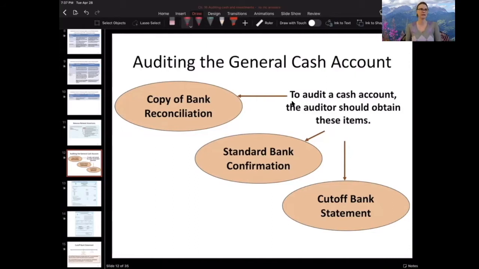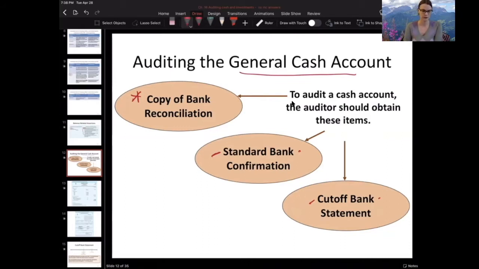All right, so for each cash account, this is talking about the general cash account because that's where all the money sits typically. Most of the other accounts sit at or near zero. When we're auditing each cash account, what we start with is a copy of the bank reconciliation. Then we will also obtain for each account the standard bank confirmation and cutoff bank statement. These two items are going to be supporting documentation to help you audit the bank reconciliation.